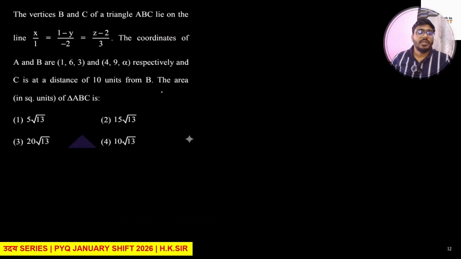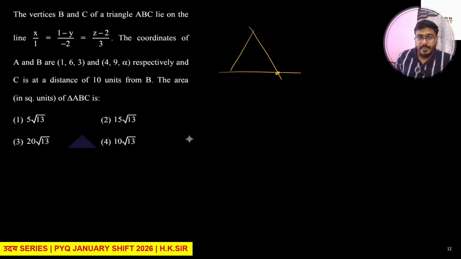ओके, तो चलिए इस सवाल को करते हैं. इस सवाल में बोला गया है, the vertices B and C of a triangle ABC lie on the line. Let's suppose this is the triangle ABC. So vertices B and C lie on this line.